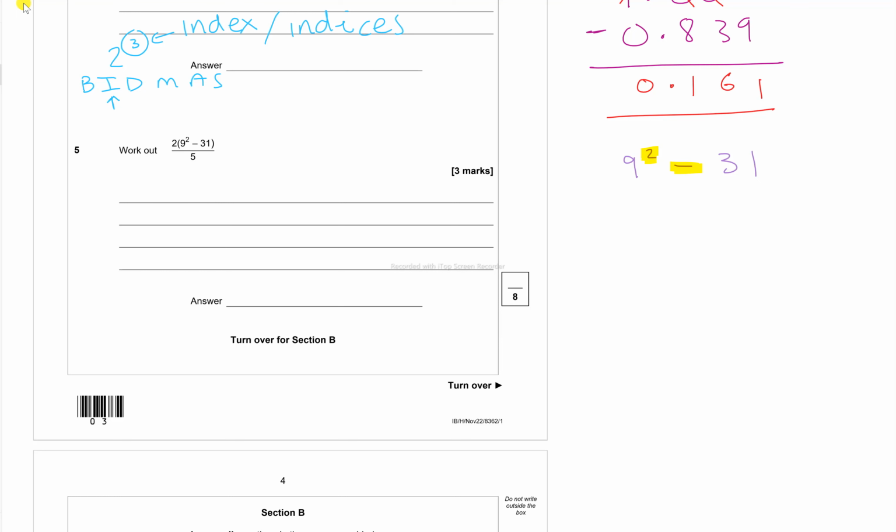Right, 9 squared is 81 minus 31. Is that 50? Okay. So now what I know is this bracket I can replace with 51. Right, so I've done everything in the brackets that I need to do now. Now it's simply, just remember this, whenever you've got a bracket it just means times. So I've got to do 2 times 51, which is 102.